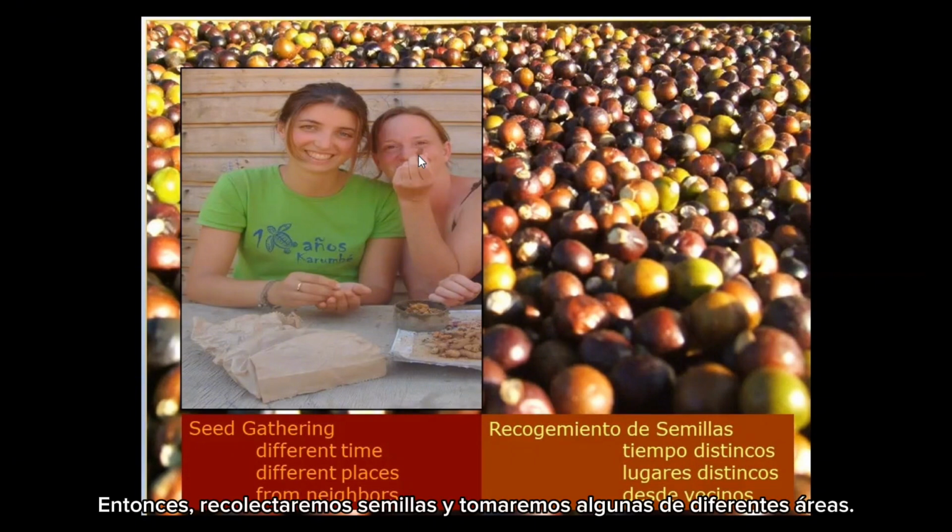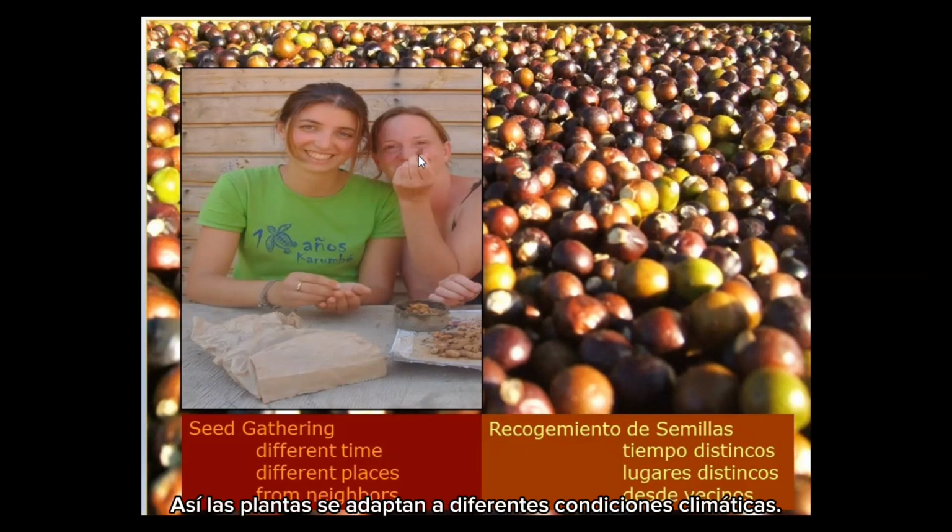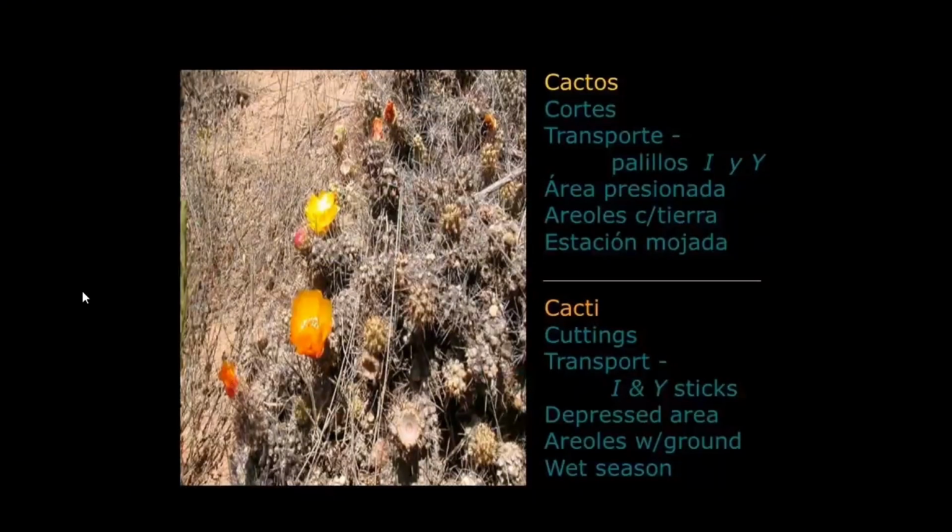So we're gathering seeds. We take some from different areas. So you get different genetic variation in those seeds. So the plants are adapted to different climate conditions. And then we started growing them in a nursery in 2000. That picture is actually afterwards.